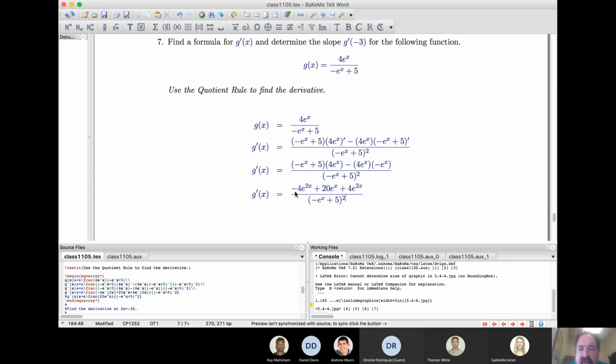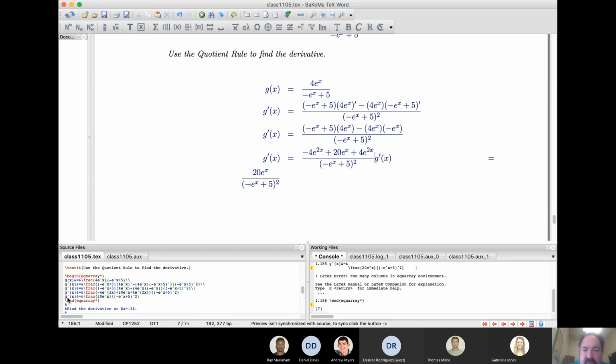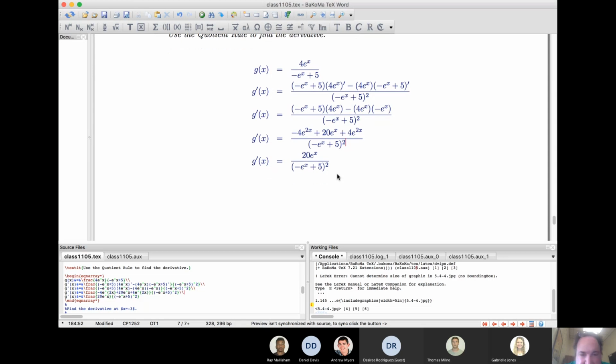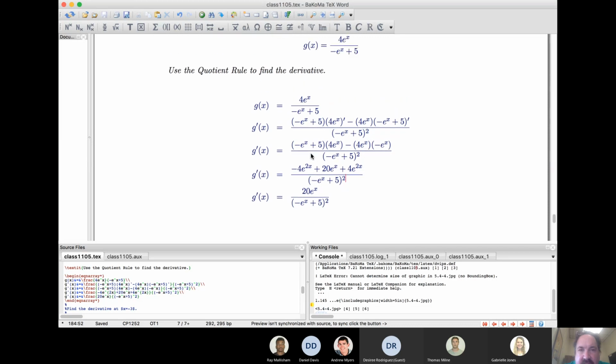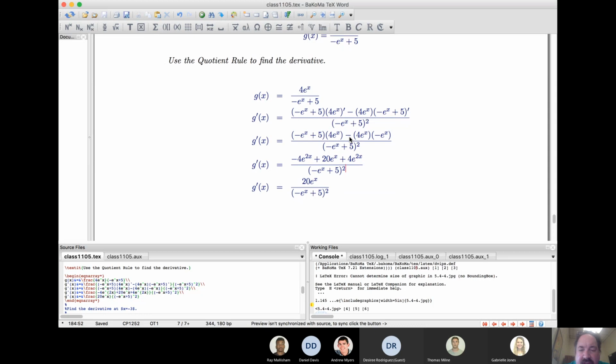And what we see here, these two terms, the first and last ones, cancel, and you are left with this. So now you're in a position to go ahead and plug in x equal -3 to find the slope of a tangent line or the slope of a curve at that point.